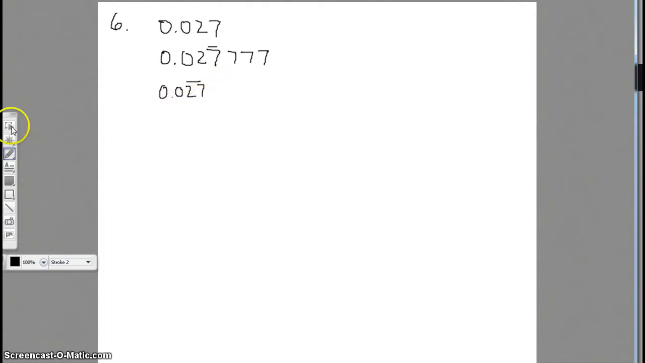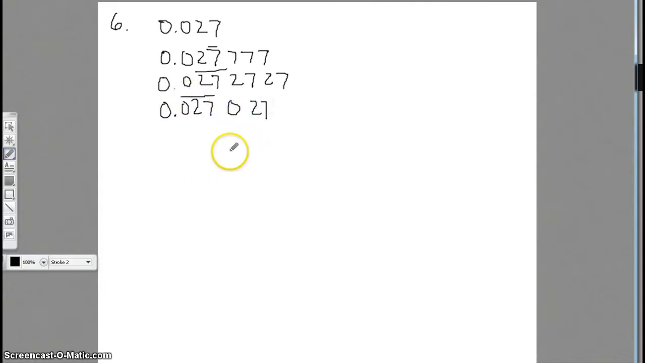Okay, whoa, I didn't align that up very well. Let me try that again, because you need to keep these lined up in order for this to work. Okay, so we have 0.027 with a bar over the 27. So I'm going to copy the 27 again. Okay, and then we have 0.027 with a bar over the 0.27. So I'm going to copy the 0.27 again.